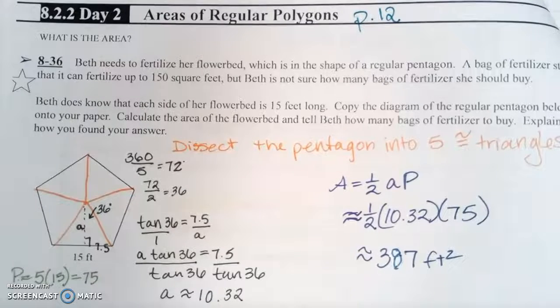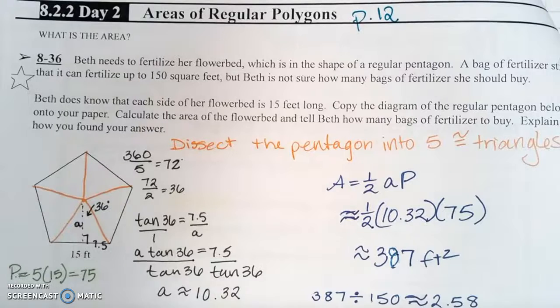regular pentagon. A bag of fertilizer states that it can fertilize up to 150 square feet. But Beth is not sure how many bags of fertilizer she should buy. Beth does know that each side of her flower bed is 15 feet long. Copy the diagram of the regular pentagon below onto your paper, calculate the area of the flower bed, and tell Beth how many bags of fertilizer to buy. Explain how you found your answer.